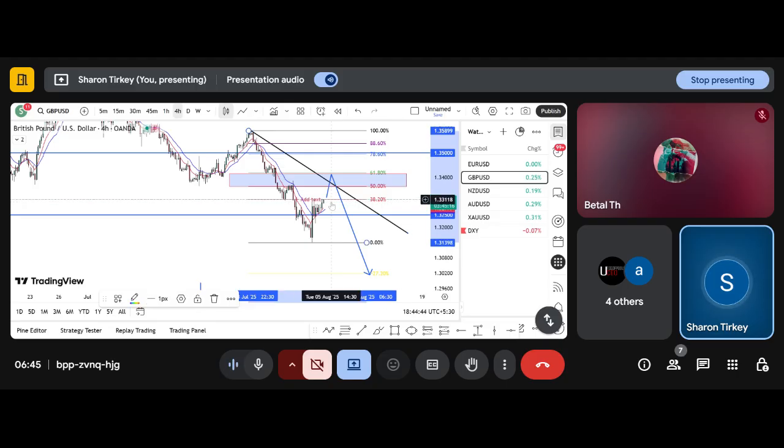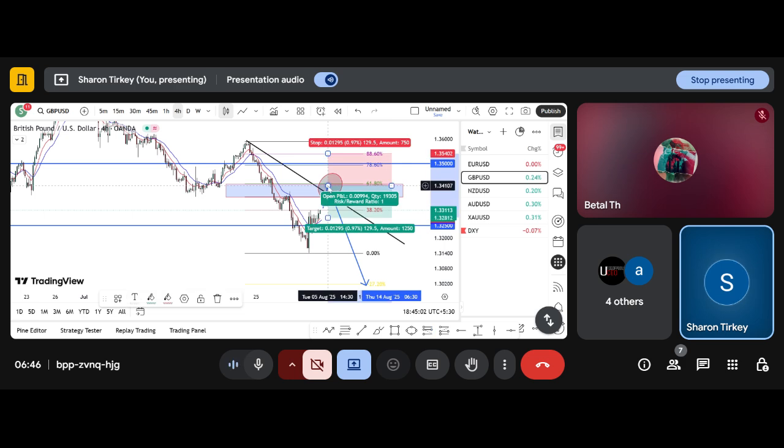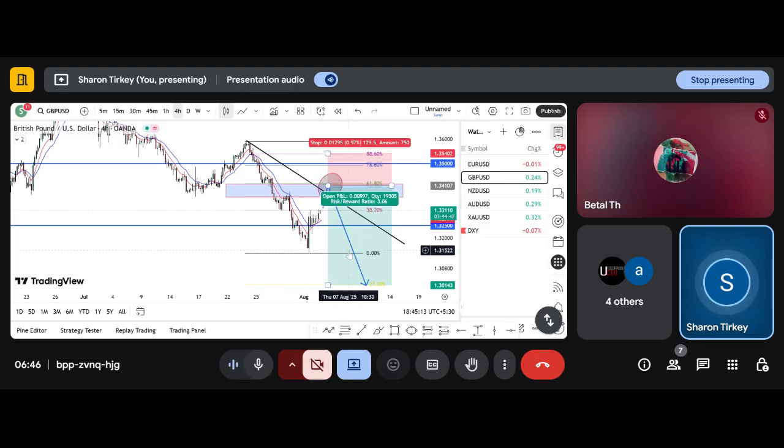Now the price is currently, you see, around 1.33 point something. Here we are waiting for the retest. After the retest is done, we enter here. Our SL is 88% and our target is minus 27%. Okay. This is our bearish setup. You see, this is the analysis for GBP/USD on the 4-hour time frame. Now going to analyze the next one.